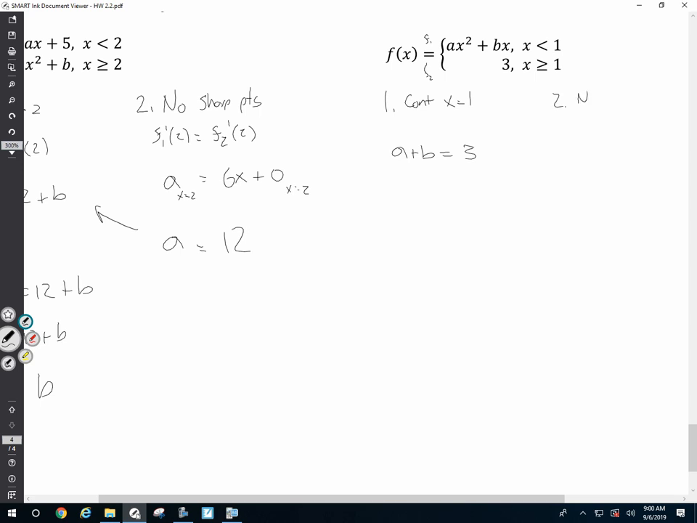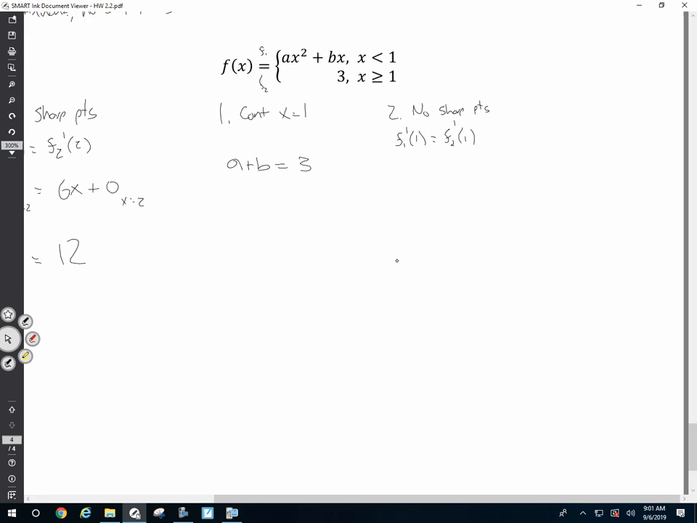Second guy, no sharp points. This won't have a sharp point, this won't, but it's all about the connection. The first piece, its derivative at 1 must equal the second piece's derivative at 1. Okay. The first piece's derivative, since a and b are numbers, is 2ax plus b. Now that's the derivative, but at 1, it's 2a plus b. The second piece is derivative. This is a horizontal line. The derivative of a number is just 0. So its tangent slopes are always 0.